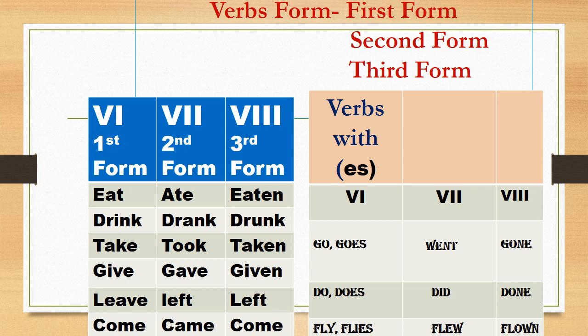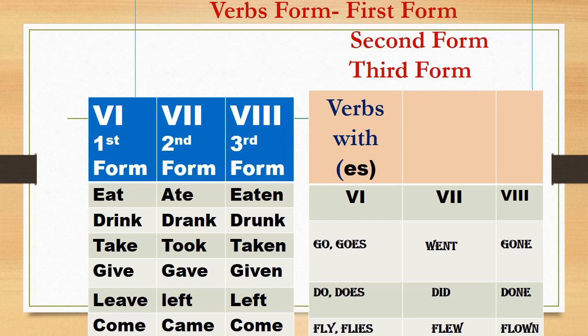So you are given a book of grammar in which you will find a list of verbs. The verbs are given in 3 forms: the first form, the second form, and the third form. Do all the verbs have 3 forms? No, only a few verbs have 3 forms, and they are there in your grammar book. So what you do, pick up the important verbs and learn the 3 forms.